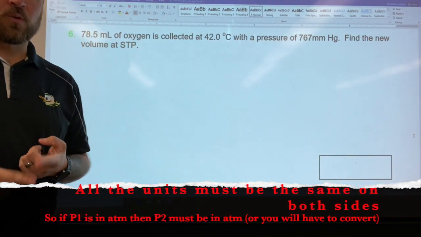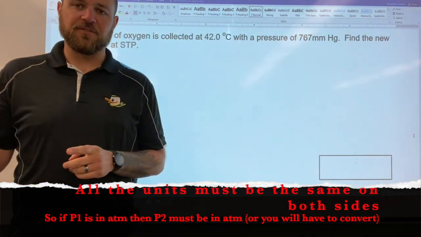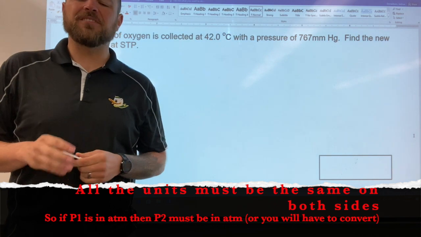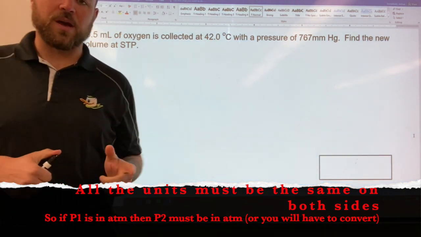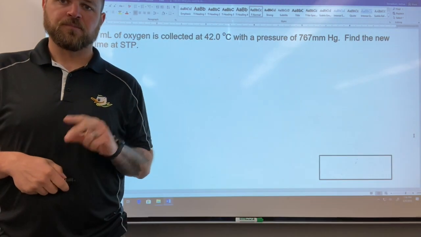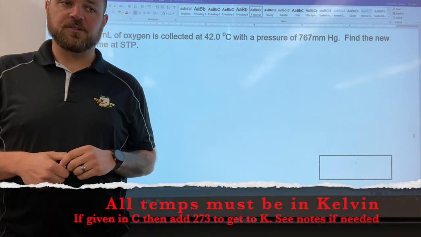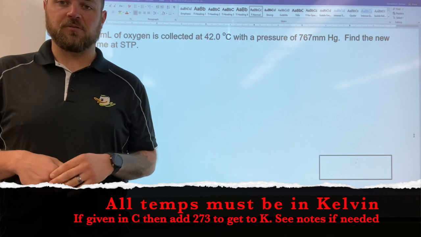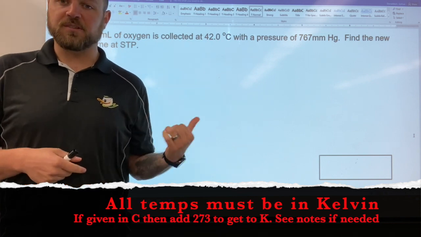Number one, we need to make sure that all the units on the left, in other words, the ones and all the twos, have the exact same unit. So if they're not, we have to convert from one to the other. Second, we need all of our temperatures to be in Kelvin. So if it's in Celsius, add 273. If it's in Fahrenheit, do the conversion from the slides.